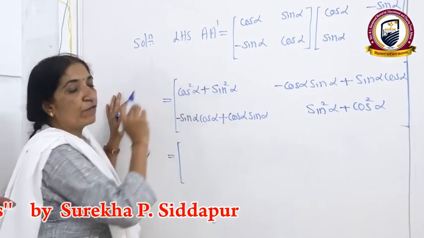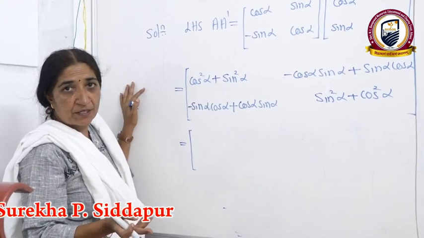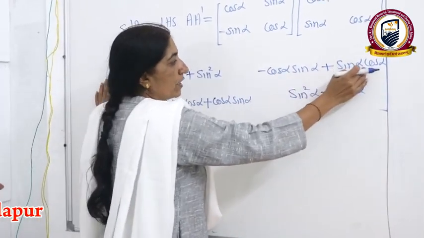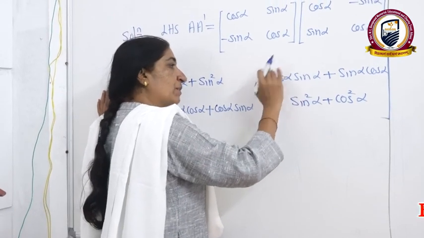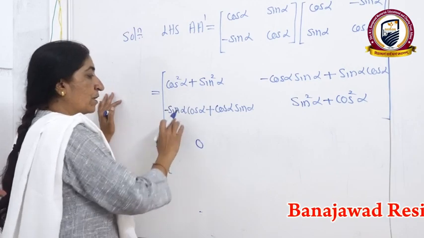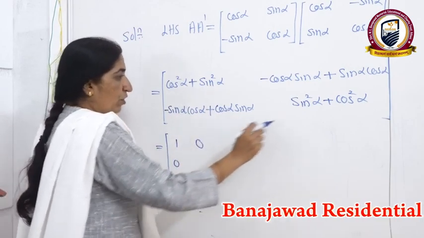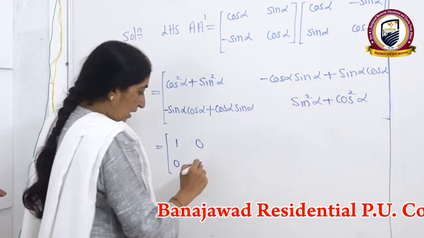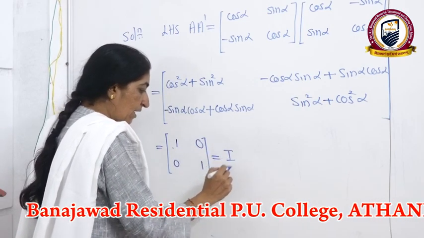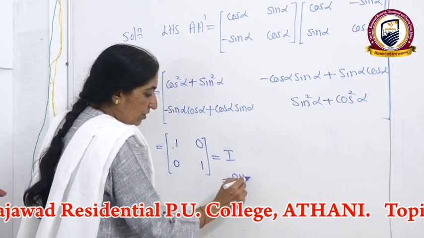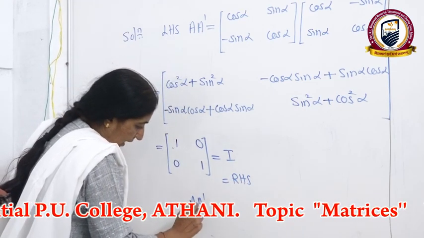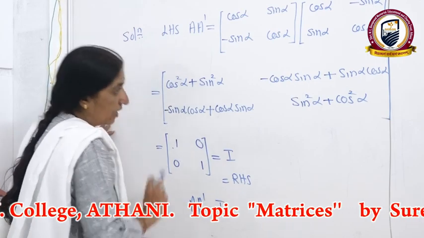See, and already you are familiar with the first year trigonometric formula. What is cos square alpha plus sin square alpha? Have you remembered the identity? Yes, it is 1. And what about this? 1 is plus and 1 is minus. They have the same terms, they get cancelled. Answer is 0. Similarly here also. Sin square alpha plus cos square alpha is 1. You know, this is nothing but the identity matrix. That is RHS. That means what we proved? We verified that A into A transpose is I.